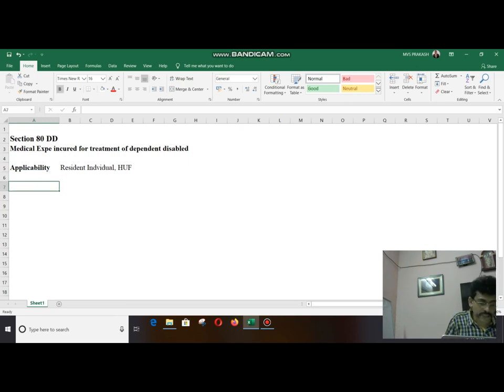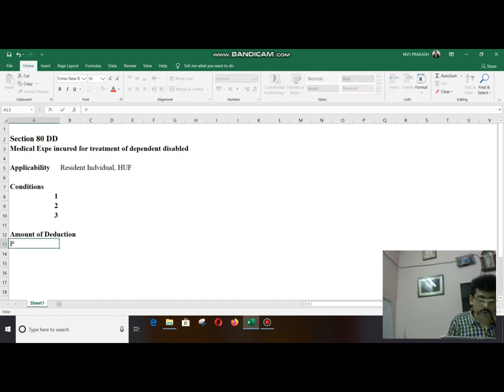Now the next thing is conditions. Basically, three conditions are applicable in this case. If the three conditions are satisfied, then he can take the amount of deduction. We'll come to the conditions later. First, let us understand the amount of deduction. The amount of deduction is based upon the disability. For the purpose of this section, the disability could be either partial or severe. These are the two things mentioned as per the Act.